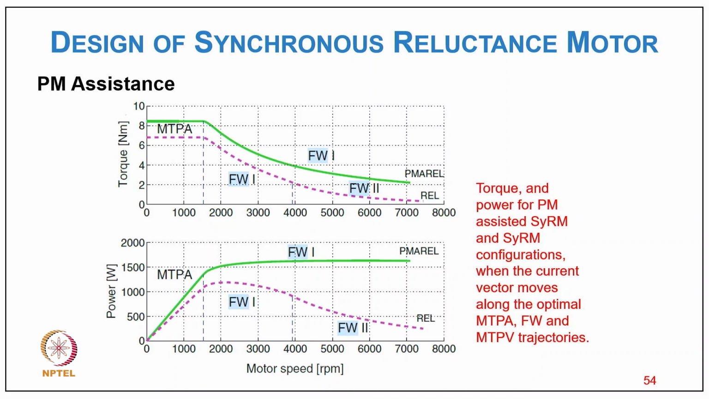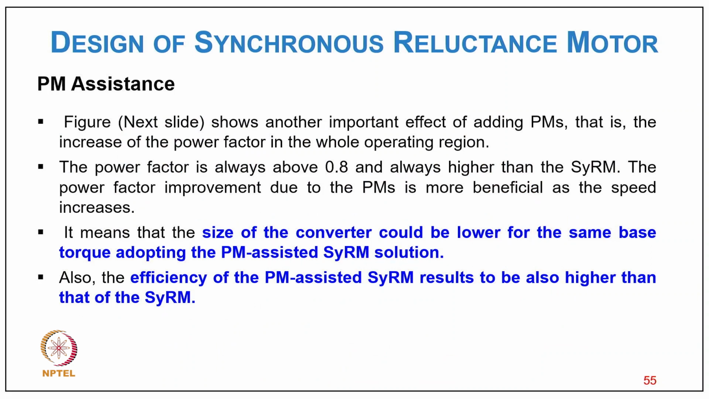As you can see, at different speeds, typically around 6000 RPM, you get almost 3 times the increase in power because of the PM assistance in this figure. Next shows another important effect of adding PM, and that is the increase in the power factor in the whole operating region.